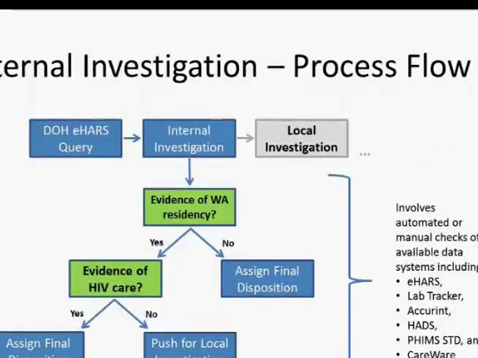So the internal investigation, this is just a diagram of what happens. As I said, all those are checked. If we can assign a final disposition at this point, we do so, and it's removed from consideration. If we're not able to do that, we send it to the county where we believe that we have the best information that the person was resident for a local investigation. And this is all internal. We just press a button in the system and the case pops up in their queue.